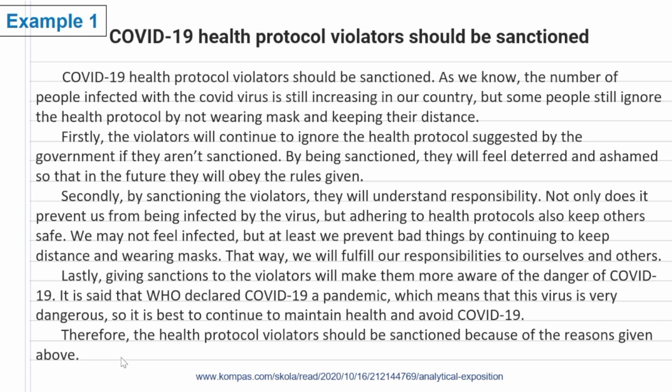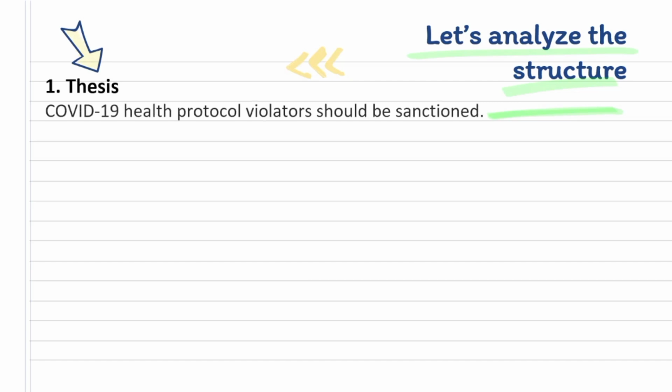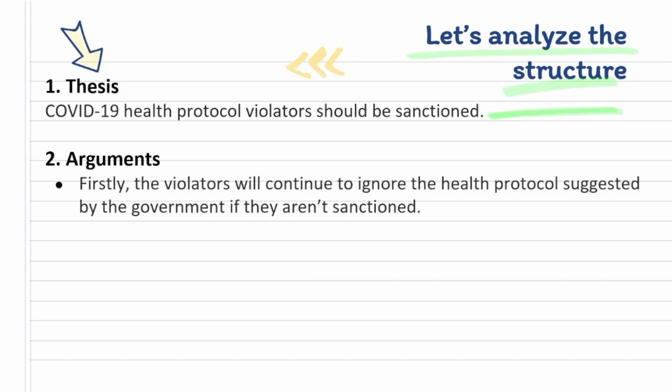Okay, so this is a text, and this is taken from compass.com. So let's analyze the structure of this text. This is, as I told you, the thesis: COVID-19 health protocol violators should be sanctioned. Okay, so this is the opinion of the writer. This is the issue that needs attention. And here the writer presents the arguments.